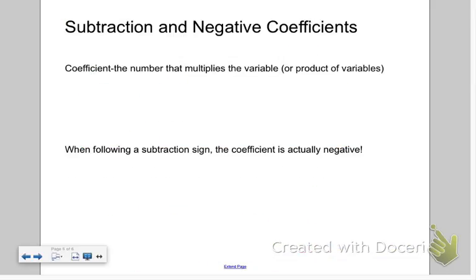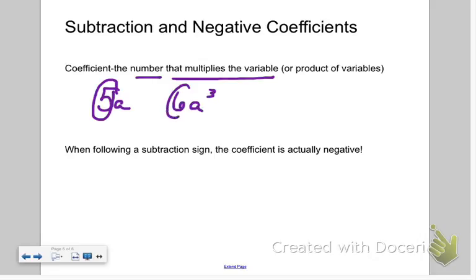Now, something that's not in your workbook, but I want you to know, we're going to talk about coefficients and negative coefficients. A coefficient is basically the number that multiplies the variable, or sometimes product of variables. So for example, if I say 5a, you know that's 5 times a. This 5 here is your coefficient because that's the number that's multiplying the variable. What if I said 6 times a to the third power? This 6 is your coefficient because it's the number that's multiplying the variable a to the third power.